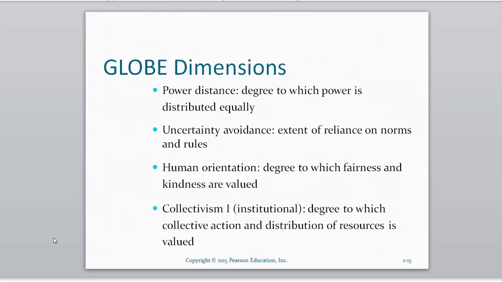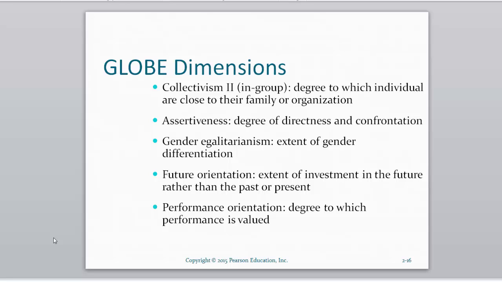The last one is the GLOBE research. It's the most current, most extensive research on cultural dimensions and proposes cultural values to help understand different cultures. So the dimensions are power distance, uncertainty avoidance, we already know what these are, human orientation. There are two collectivism: one is institutional, the second one is group. There is assertiveness, gender egalitarianism, that's very hard to pronounce, future orientation, and performance orientation. All these terms are self-explanatory. You can understand what they mean just by reading the words, but also try to read these meanings and go to your textbook to read in detail.